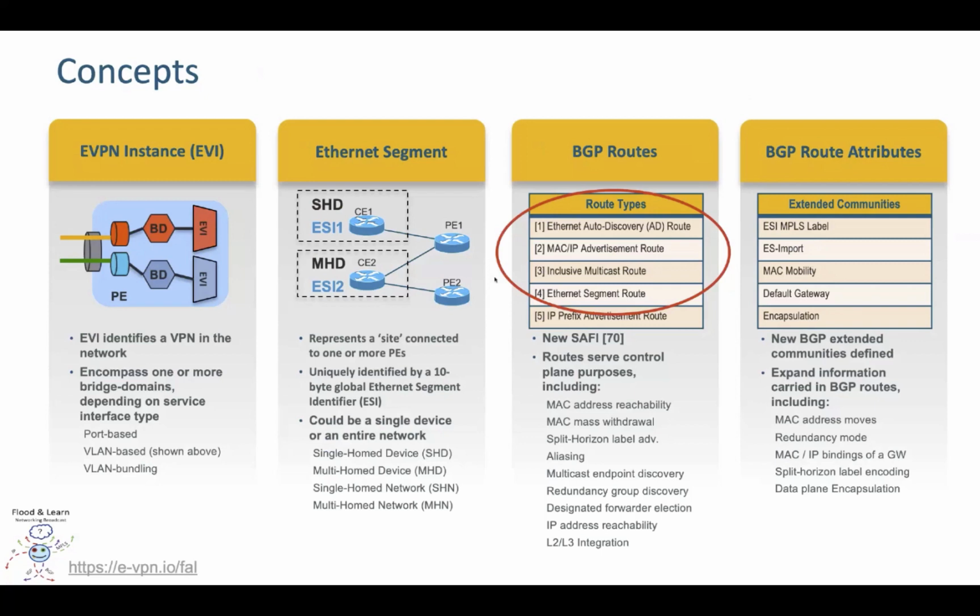Another part is the BGP routes. Again, we are talking about a BGP-based control plane. We will be covering the first 4 routes here. These are the most important, and we will go over the details in the presentation. Each of the routes has an extended community, and this extended community carries additional information. You can check more of the details after the presentation.